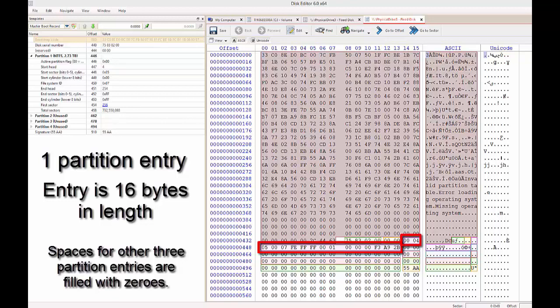Before the 55AA, there is enough room for three more groups of 16-byte entries for partition metadata. Currently, these entries are left null.